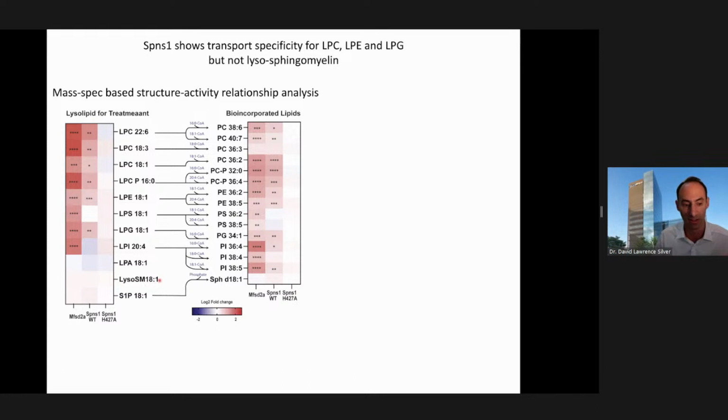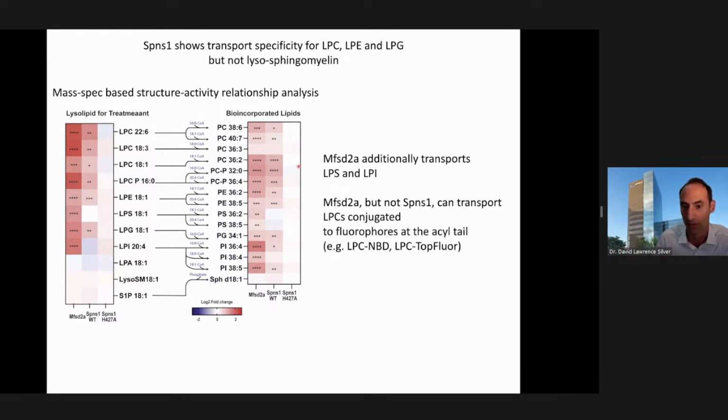Okay, and this is not a lipid that just freely passes through the plasma membrane. And then you can see that these are all bioincorporated. So just to summarize, MFSD2A additionally transports LPS and LPI. So it does have some differences in what it can recognize in terms of the head group. And again, MFSD2A, but not SPNS1, can transport LPCs conjugated to fluorophores at the acyl tail. I didn't show you this data, but this is in most of our biochemistry papers where we study MFSD2A transport. We always use these kinds of fluorophores to study its activity.